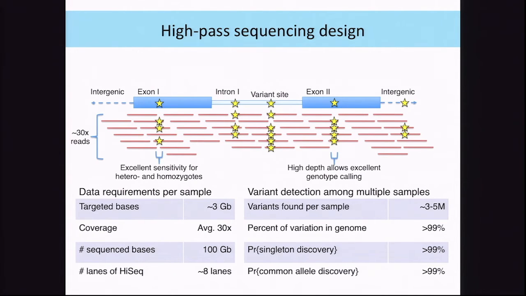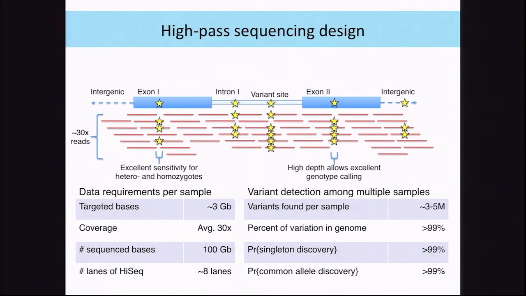Going into some more detail on the single sample sequencing. This is the ideal. If you have your big budget, you can do your deep coverage of a whole genome. Here you have the ability to discover 99% of the variation in the genome. Your probability of discovering common alleles and singletons is both over 99%.